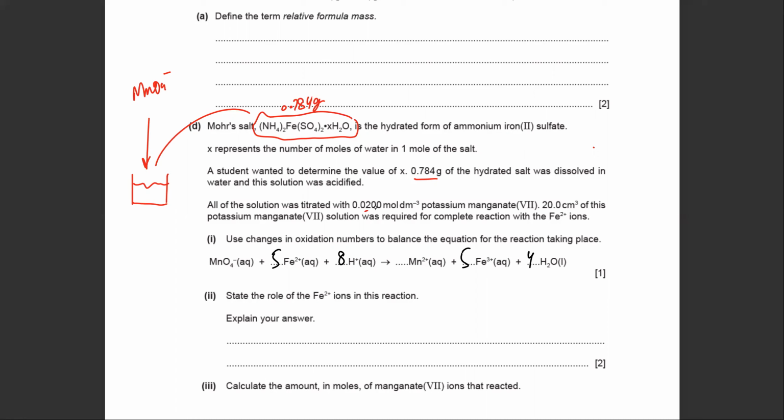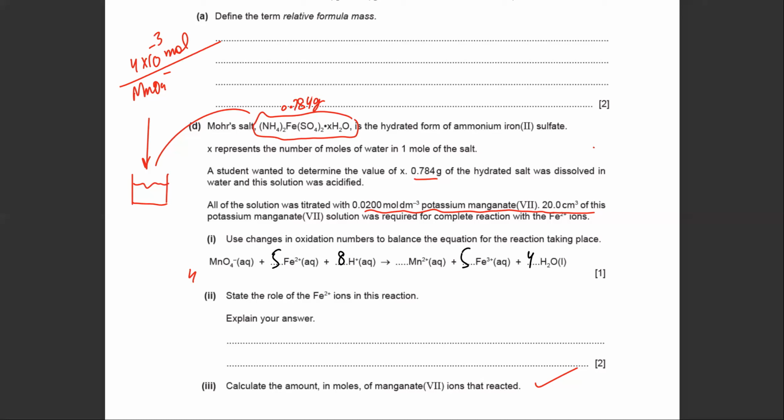Can you figure out the moles of KMnO4 that he's adding? Well, the concentration times volume, 0.02 into 20 divided by 1000. What do you get? Part 3, he's asking that. What is 0.02 into 20 cm cube? Divide by 1000. 4 multiplied by 10 to the power minus 3. So yeah, 4 times 10 to the power minus 3 moles.